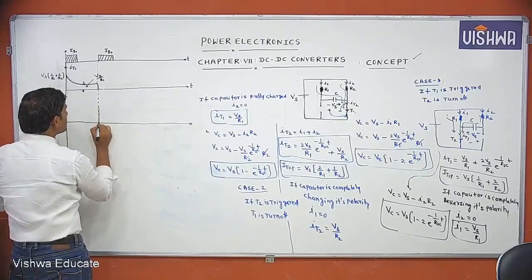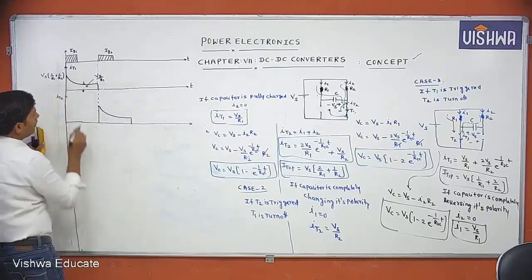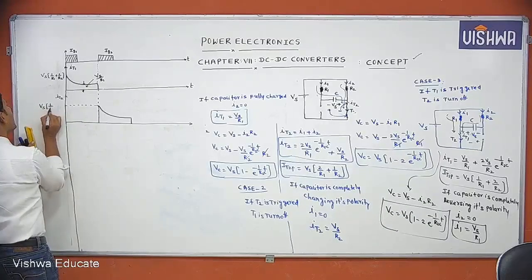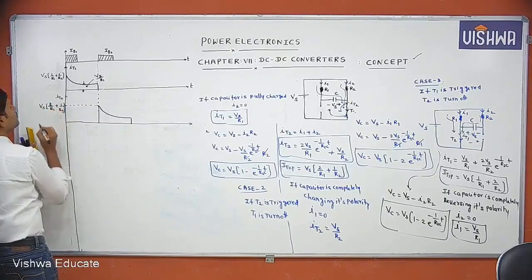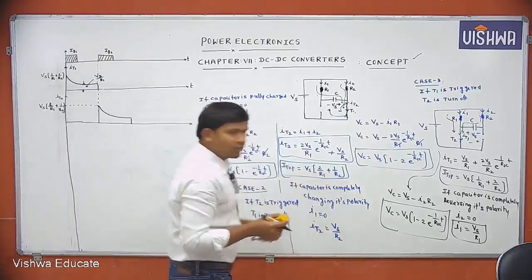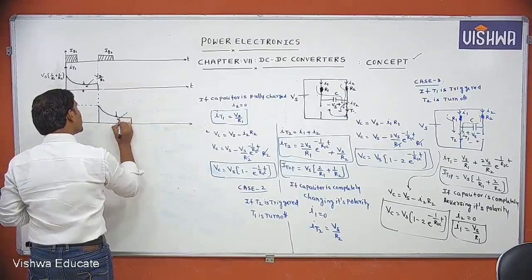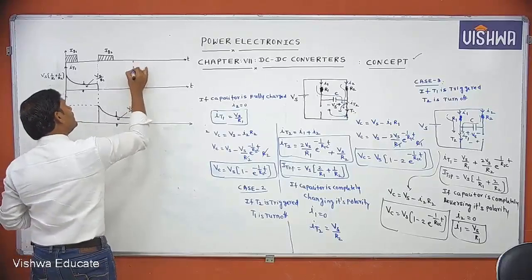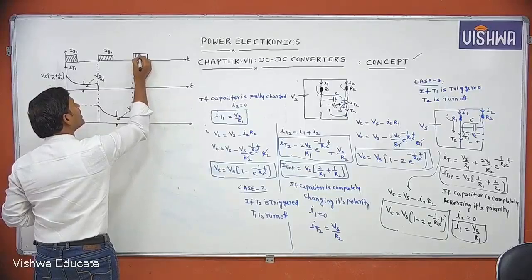If T2 is conducting, what is the peak current here? Vs into 2 by R1 plus 1 by R2. This is according to case 2. Then after completely discharging, the current is only Vs by R2. Again, if T1 is triggered, a triggering pulse is applied to T1.